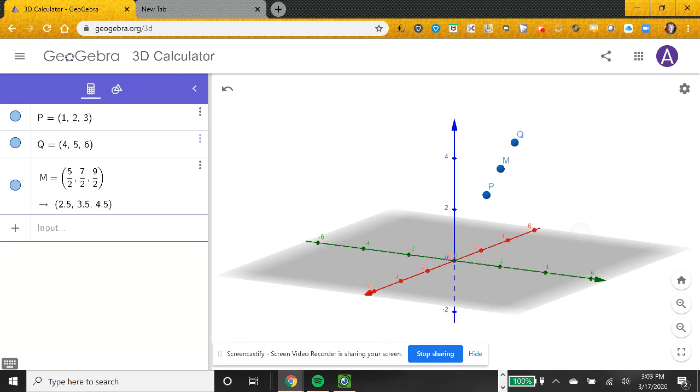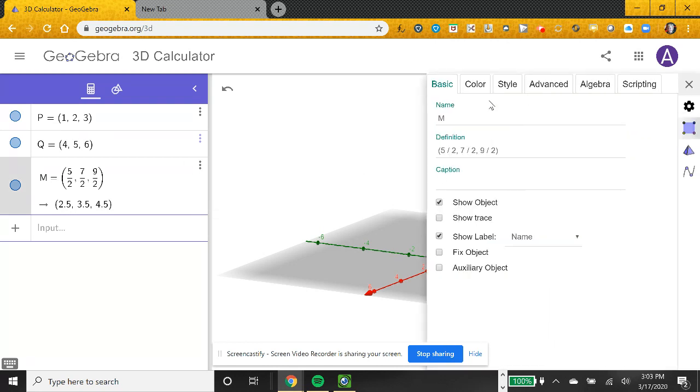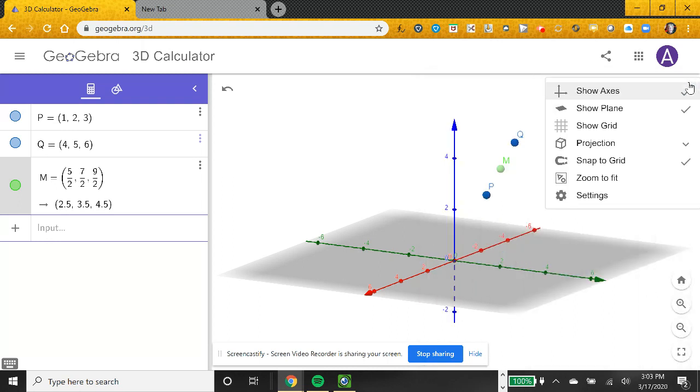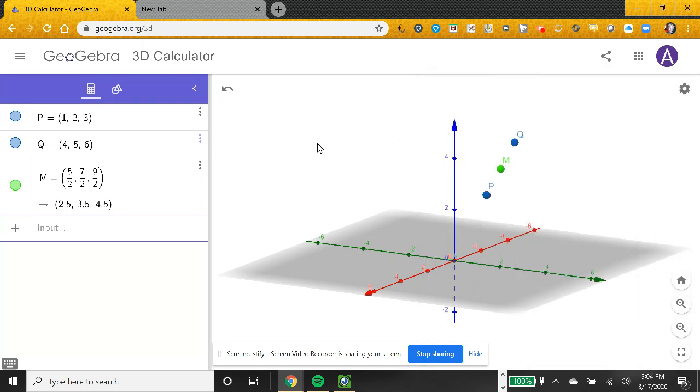Sometimes I get challenged grabbing things. But anyway, if you click on these 3 dots here, you can change the settings on your points. Like I can make the midpoint any color I'd like. So let's make it neon green just to be fun. Close that, and so you see my midpoint is neon green. But so that's kind of fun.